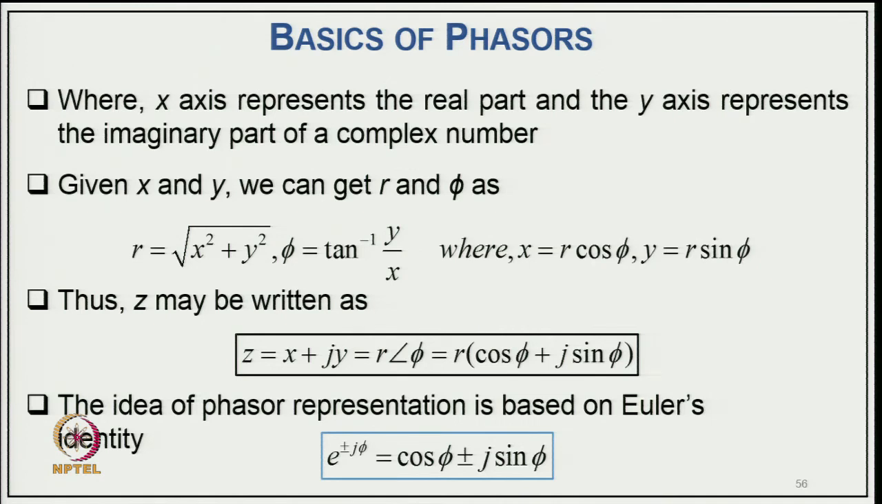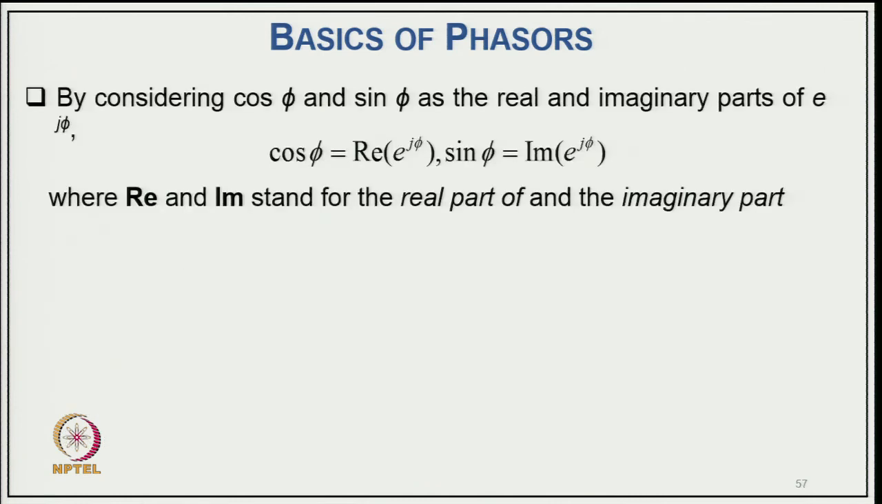So, e to the power plus or minus j phi equals cos phi plus or minus j sin phi. By comparing, the real and imaginary parts of e to the power j phi, we can say cos phi equals the real part of e to the power j phi, and sin phi equals the imaginary part of e to the power j phi.